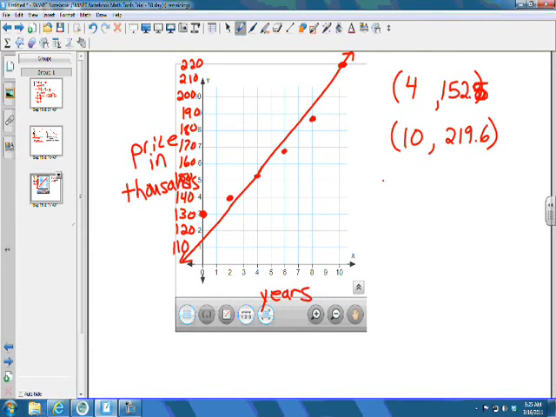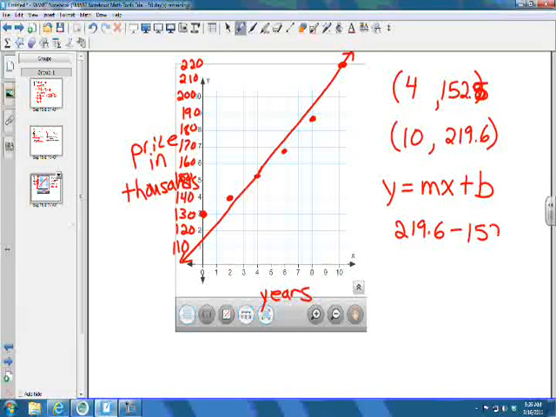So now we have our 2 points. All we have to do is write our equation. So what do we have to find first, just like we did on the other one? Slope. So what would go on top for this one? 152.5. Or wait, no, it's 219.6 minus. I was doing the same thing.